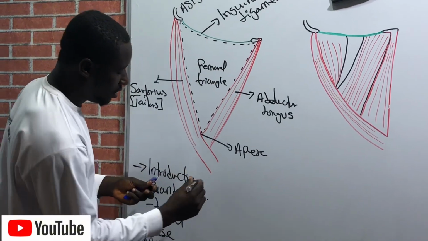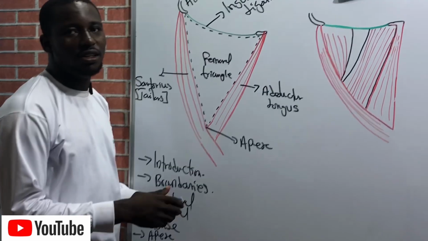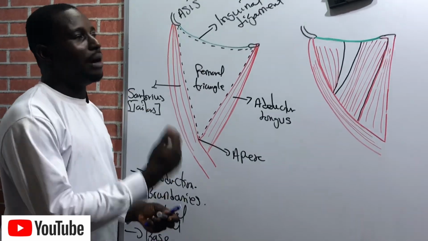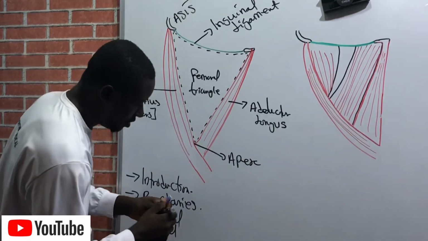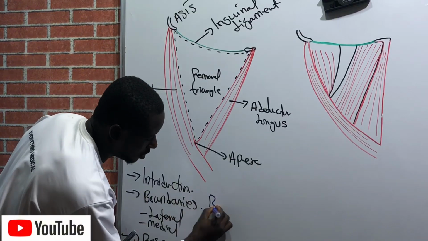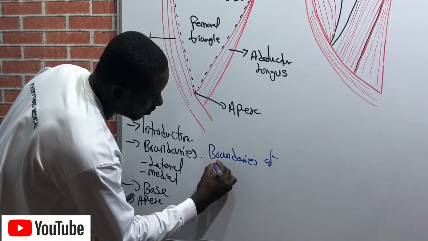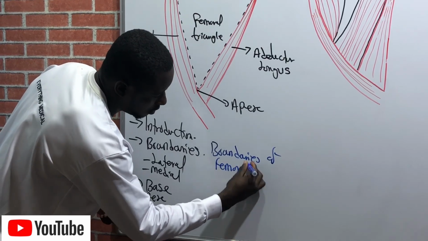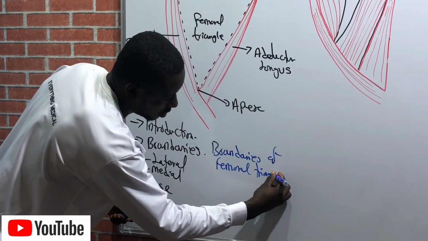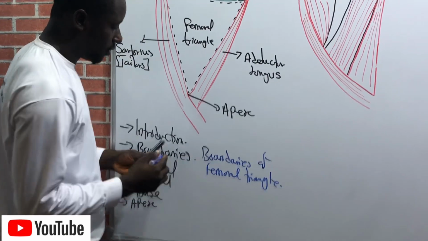So here, this diagram is representing what we call the boundaries of the femoral triangle. The boundaries of the femoral triangle.